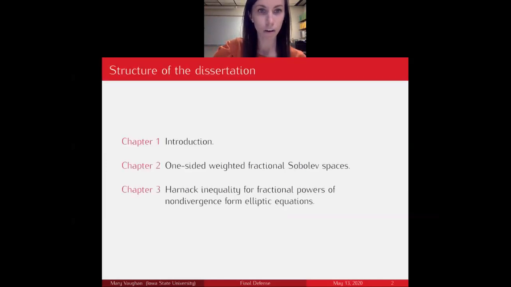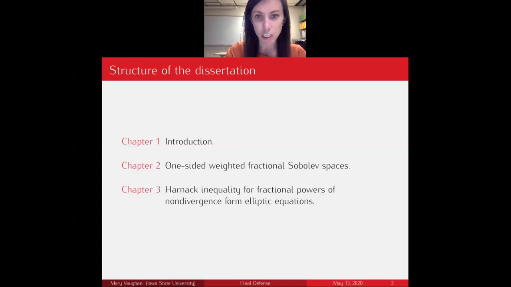So the structure of the dissertation, as well as the structure of this presentation, is the following. There are 3 chapters. Chapter 1 is the introduction, where we will provide motivation and examples and discuss the types of problems that we're interested in studying. In chapter 2, we will talk about our results for one-sided weighted fractional Sobolev spaces.